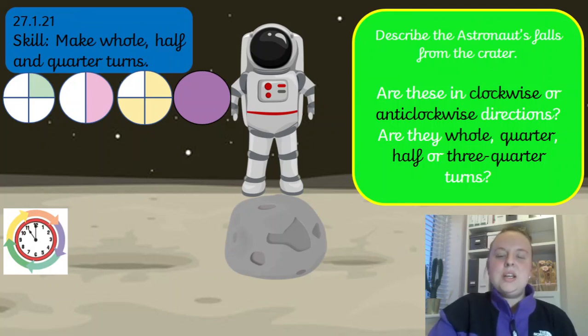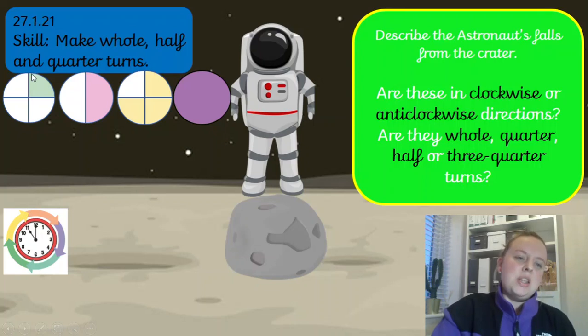Okay, so now the astronaut's going to fall from the crater. We're going to decide whether it's clockwise or anti-clockwise, and whether it's a whole, a quarter, a half, or a 3/4 turn. This is going to get quite tricky. So look at the circles to help you at the top. This shows a quarter, this is half, this is 3/4, and this is whole. And I've just put this clock here to remind you that clockwise is the same direction that the hands of a clock move, which is to the right. Okay, so watch carefully.